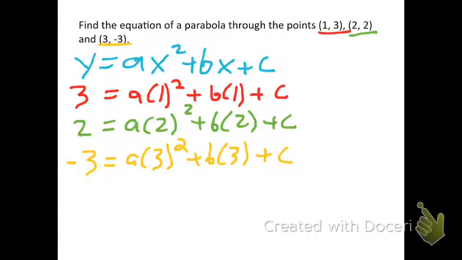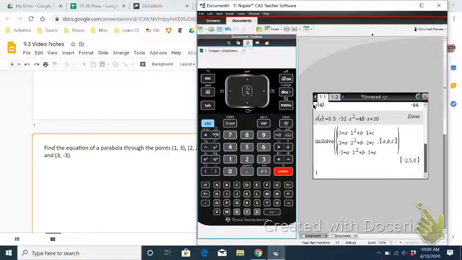Now this is something that you could do by hand because the numbers are relatively easy to work with. That's just a 1, that's just a 4, and that's just a 9. And then you have a system of linear equations. You can also type it in the calculator and have the calculator solve it if you have that available to you. When I type those numbers in the calculator, I get that A is -2, B is 5, and C is 0.